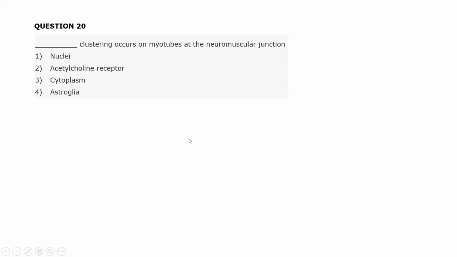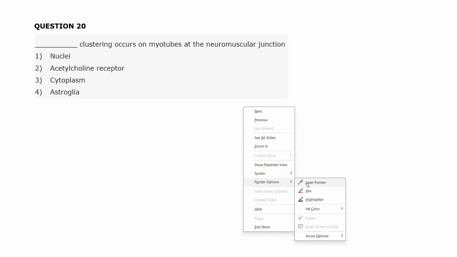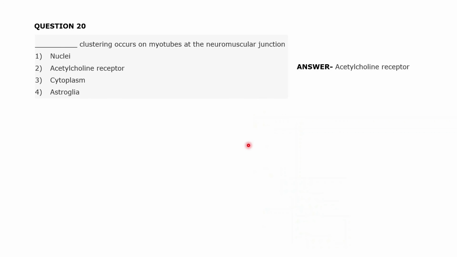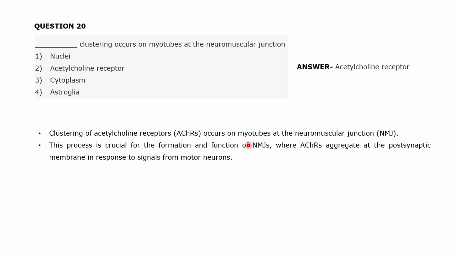Yeah. So the answer to this question is acetylcholine receptor. Basically, these are receptors that recognize the presence of acetylcholine, which is obviously a neurotransmitter, right? So clustering of acetylcholine receptors occurs at the myotubes of the neuromuscular junction, and this is crucial for the formation and function of the neuromuscular junction, where acetylcholine receptors aggregate at the postsynaptic membrane in response to signals from motor neurons.